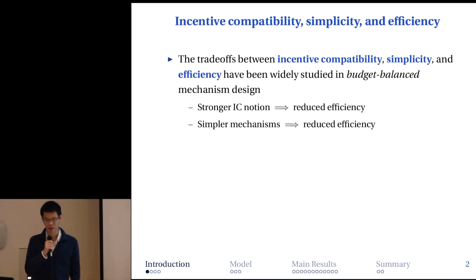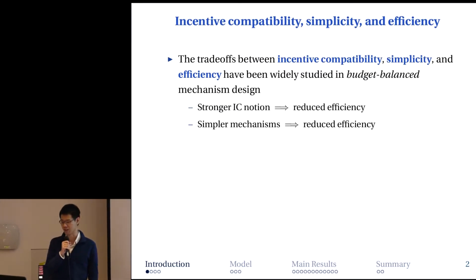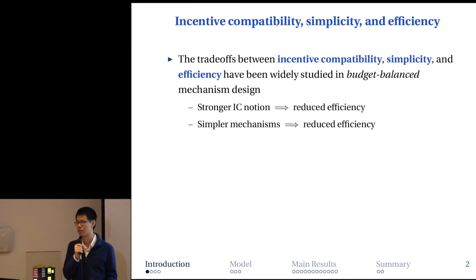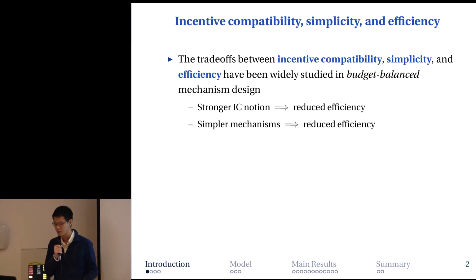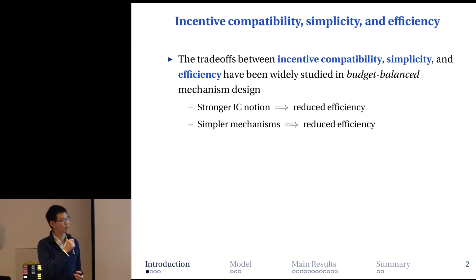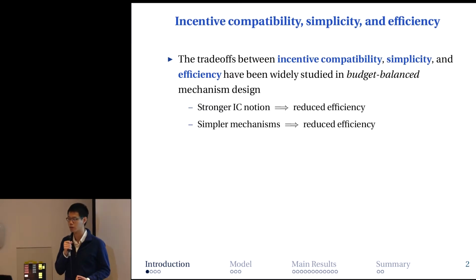So our paper looks at the trade-offs between incentive compatibility, simplicity, and efficiency. The literature in mechanism design tells us that stronger incentive compatibility notions, such as dominant strategy incentive compatibility over such as Bayesian incentive compatibility, leads to the reduced efficiency of mechanisms. And likewise, if the mechanism designer restricts attention to simpler mechanisms, where mechanisms are simpler in some sense of the word, then this in general leads also to reduced efficiency of mechanisms.